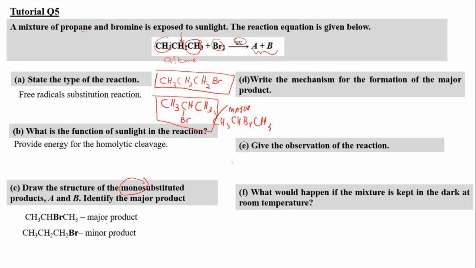Okay, and for question number E here, we have to give the observation for the reaction. Okay, so we started with bromine gas, the bromine molecule here. So you can see that the color of the bromine gas is basically reddish brown, right? But then the bromine molecule is going to break apart due to the homolytic cleavage.